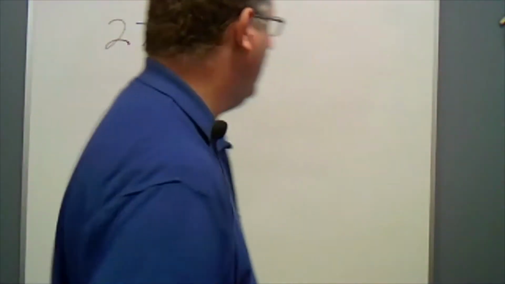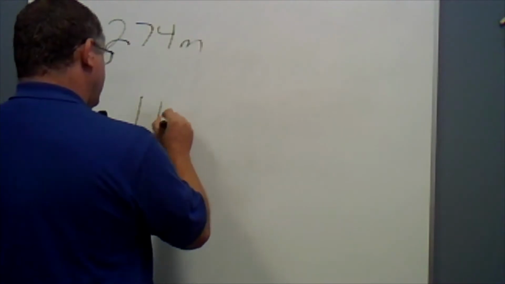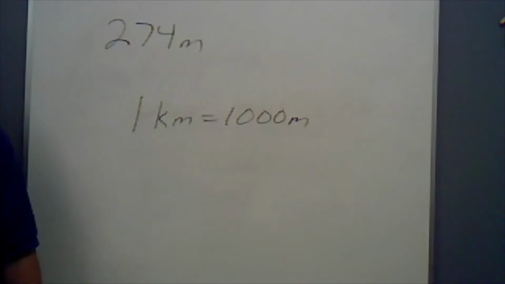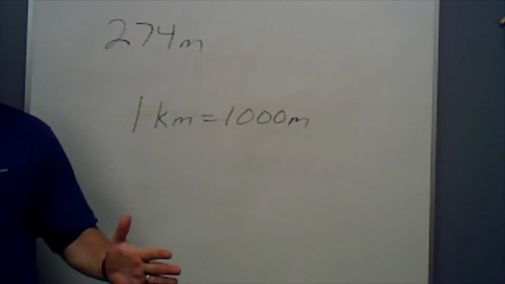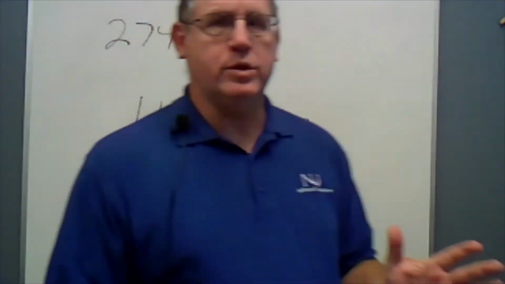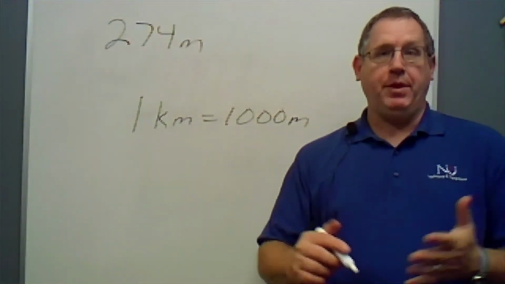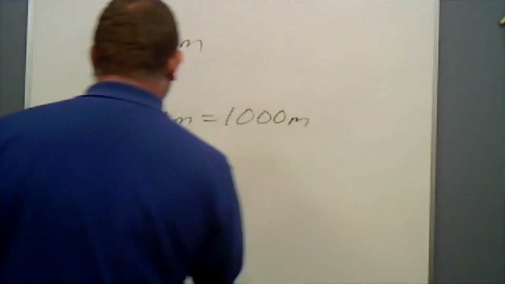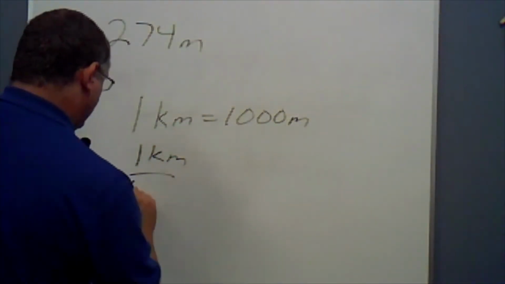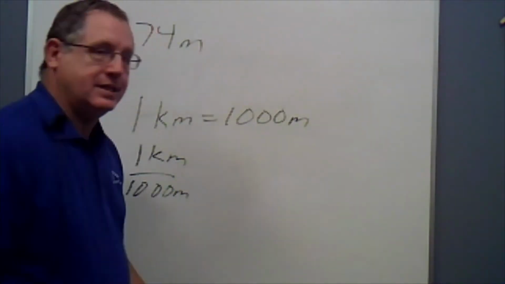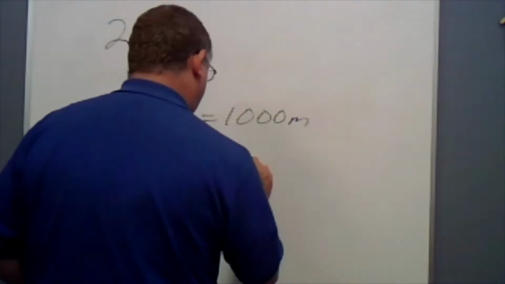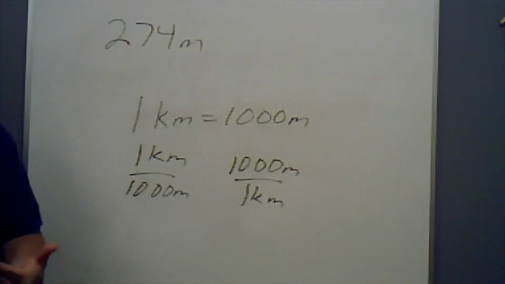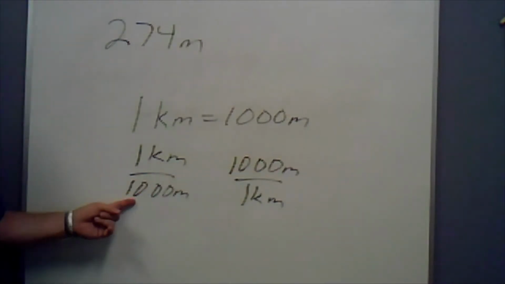Now, I happen to know that 1 kilometer is equal to 1,000 meters. And these two are equal to each other. Now, if I take two things that are equal to each other and I divide them, I get something called 1. And if I multiply by 1, I get the same thing. So I can write this as 1 kilometer over 1,000 meters, and that's equal to 1. I could also write 1,000 meters over 1 kilometer. Both of these two are equal to 1.